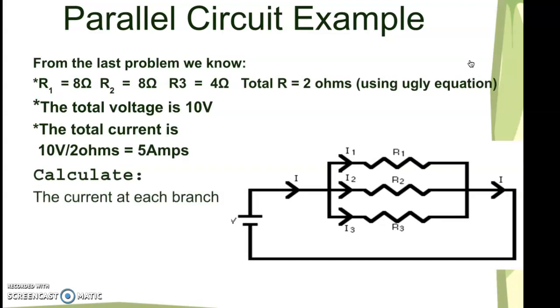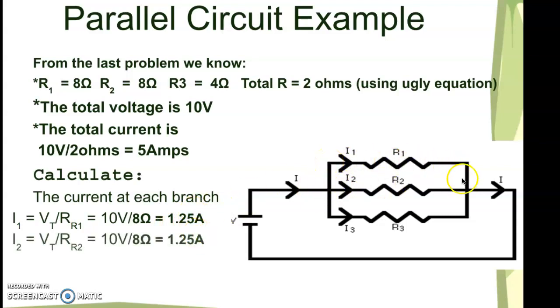We can calculate the current at each branch, so this current, and this current, by using Ohm's law. So the first branch here, we're going to use I equals V over R, but because voltage remains constant no matter where you are in the parallel circuit, we're always just going to use 10 volts. The resistors, however, are going to be different at each spot. So 10 volts divided by the 8 ohms right here, I know that because that's the information I gave at the beginning, gives us 1.25 amps flowing through the first branch.